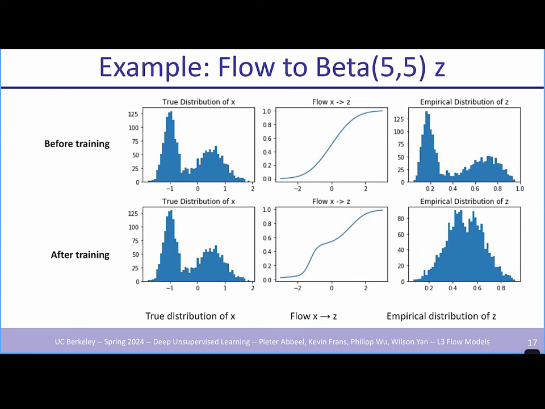Here's another example. Again, on the left, it's x, in the middle is the flow. On the right, it's the transformation z samples, the resulting transformations. Initially, again, the flow here is just a simple sigmoid. We map onto a beta phi 5, which is a peak distribution, but still over the 0-1 interval. Think of it as like a Gaussian with finite support. This may be, crudely speaking, what a beta phi 5 is. Initially, you still see the two peaks come through, but then it learns a flow that models it into the beta phi 5 distribution.